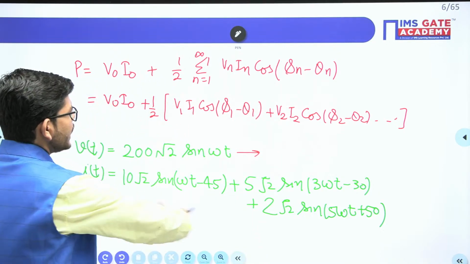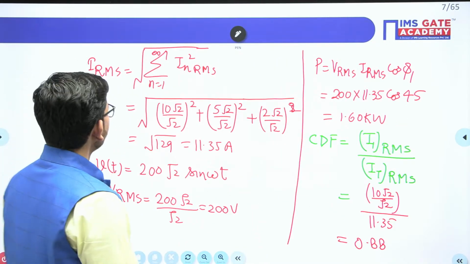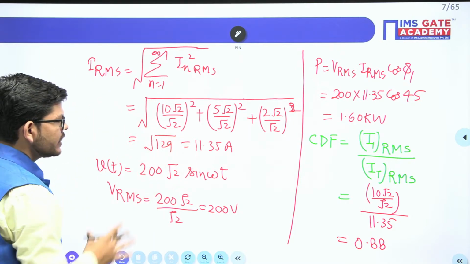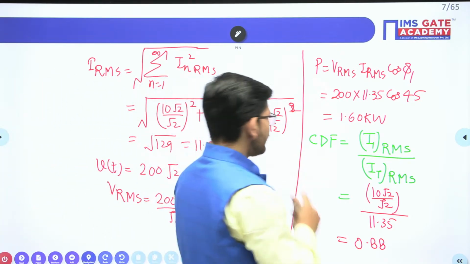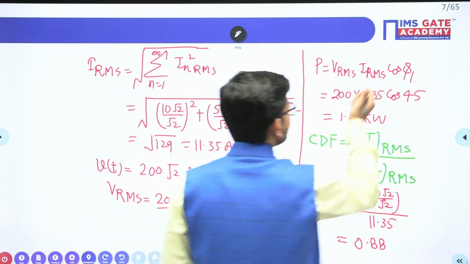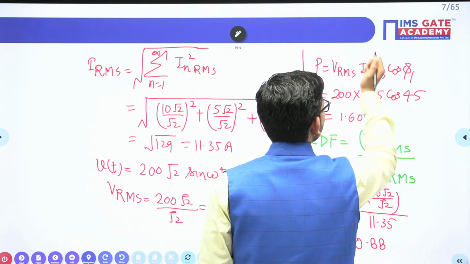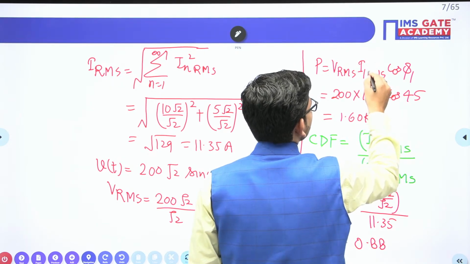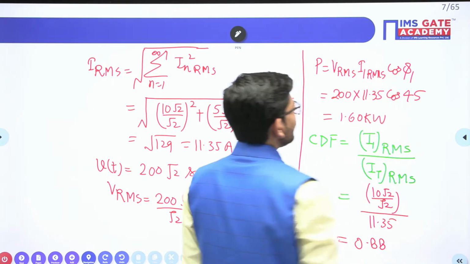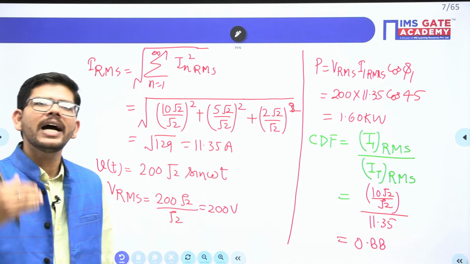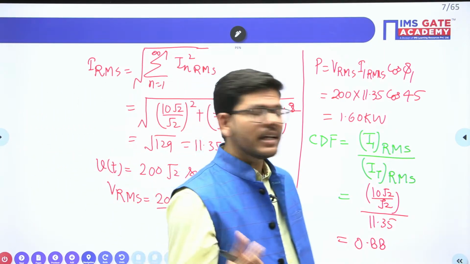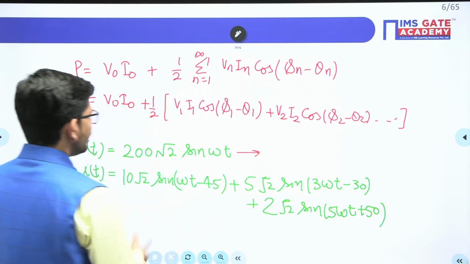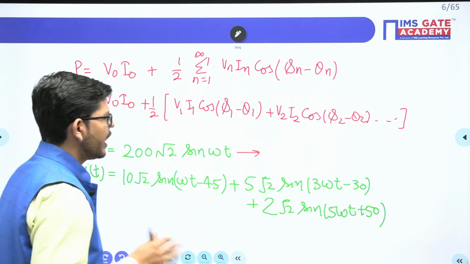So guys, this is absolutely correct that we can calculate the IRMS value like this. But when it comes to the power, here we have to use I1 RMS, because all other components of voltage are not present. So when you see this particular expression, we have written this absolutely correct.